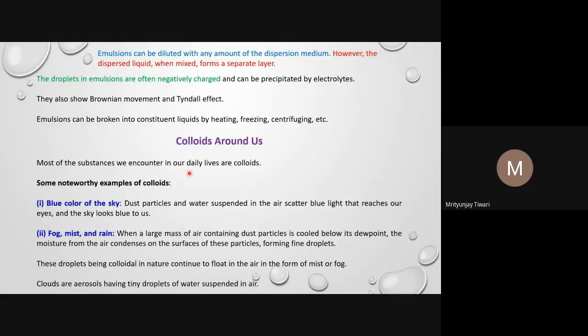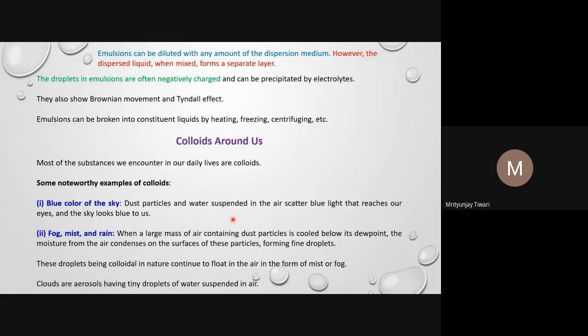Most of the substances we encounter in our life are colloids, and some noteworthy examples of colloids are the blue color of the sky. The blue color of the sky is because of the dust particles and water suspended in air. These aerosol sol particles, which are colloidal particles, scatter blue light. Since they scatter blue light that reaches our eyes, the sky looks blue to us.